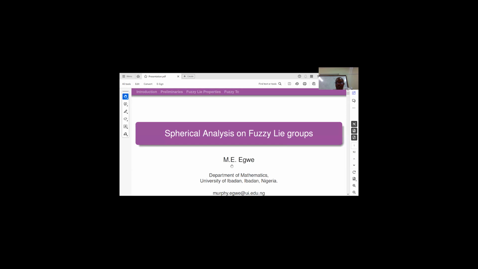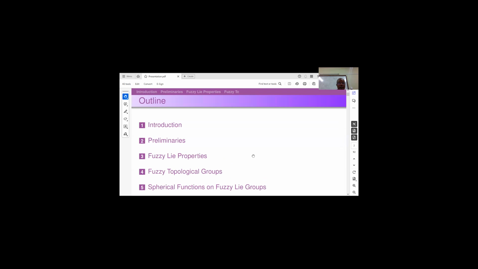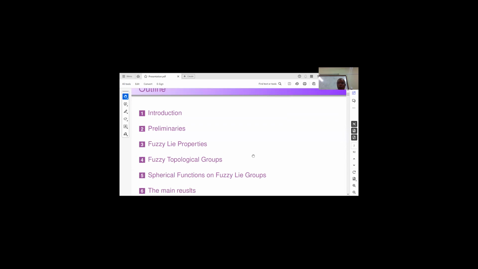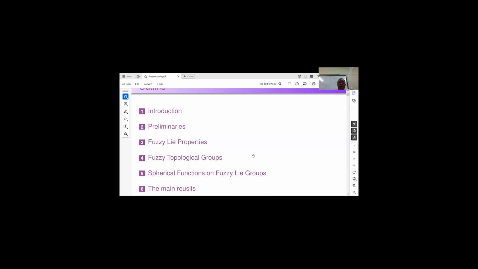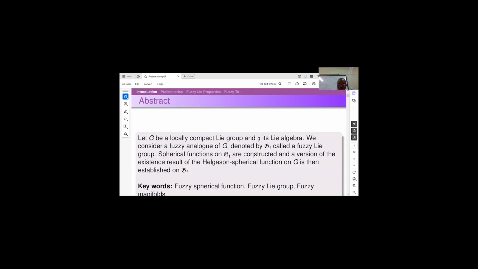Thank you very much. Today, I want to speak on spherical analysis on fuzzy Lie groups. Our interest, basically, is to analyze what has been done on classical Lie groups in the fuzzy settings. So my outline, as seen on the screen: we have some preliminaries, the fuzzy Lie property, fuzzy topological groups, then spherical functions on fuzzy Lie groups, and then some major results that will be announced.